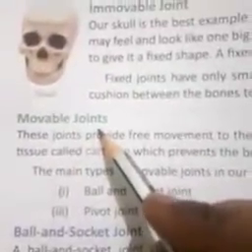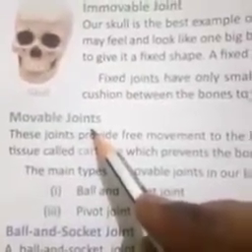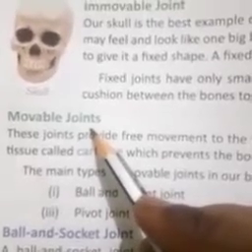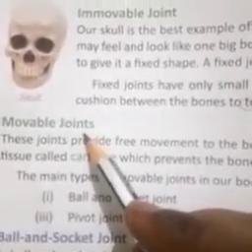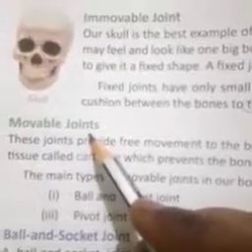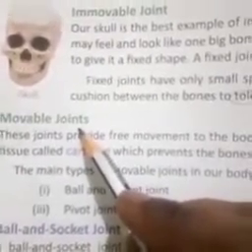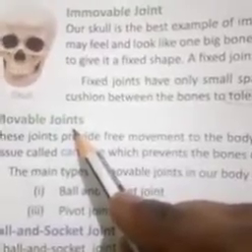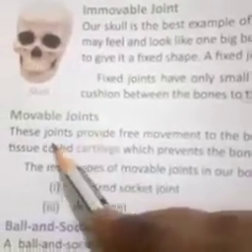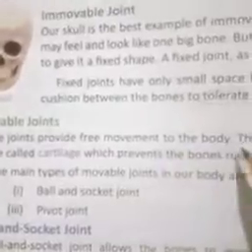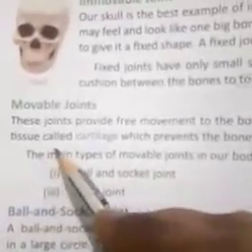Movable joint. Movable joints refer to joints that are capable of moving in a variety of directions. Examples include the knee joint, elbow joint, wrist joint, shoulder joint, hip joint, and ankle joint. These joints provide free movement to the body. These joints are covered with a strong tissue called cartilage.